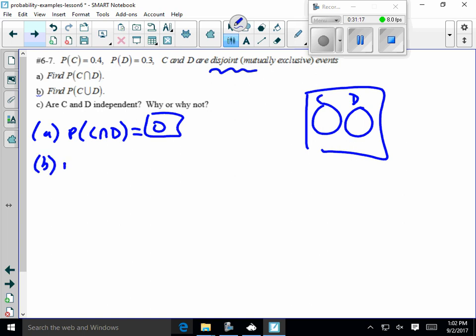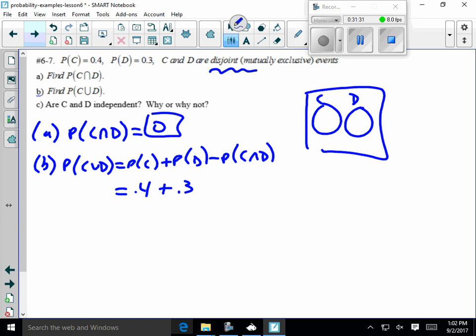Using the OR formula, probability C or D is probability of C plus probability of D minus the intersection probability, C and D, right? They gave us 0.4 is the probability of C, 0.3 is the probability of D, and we just found out the overlap is 0. So the second part probability would just be 0.7.